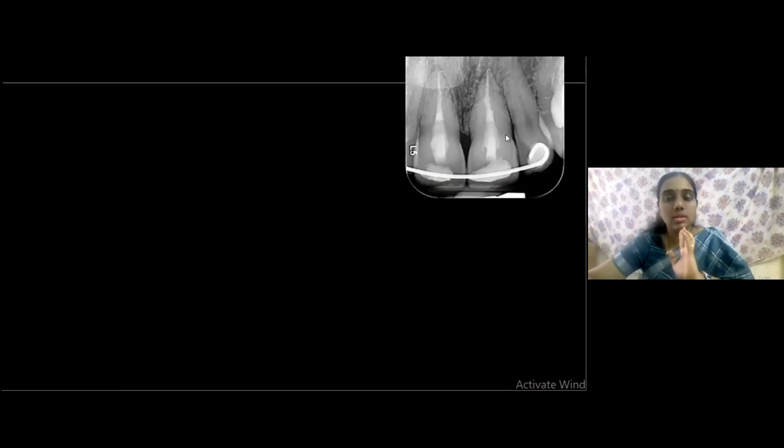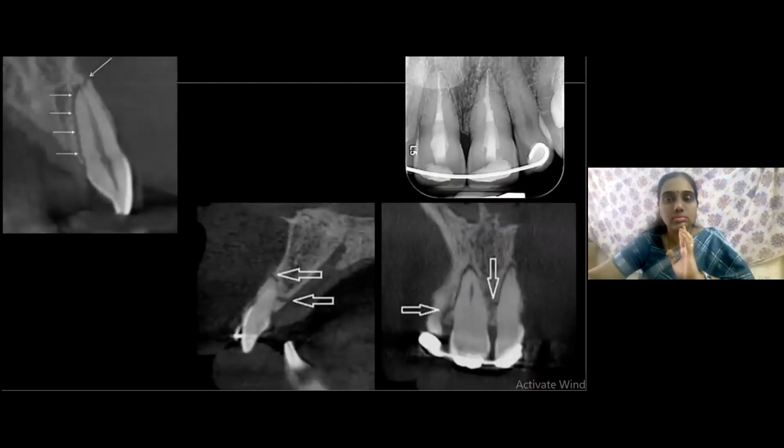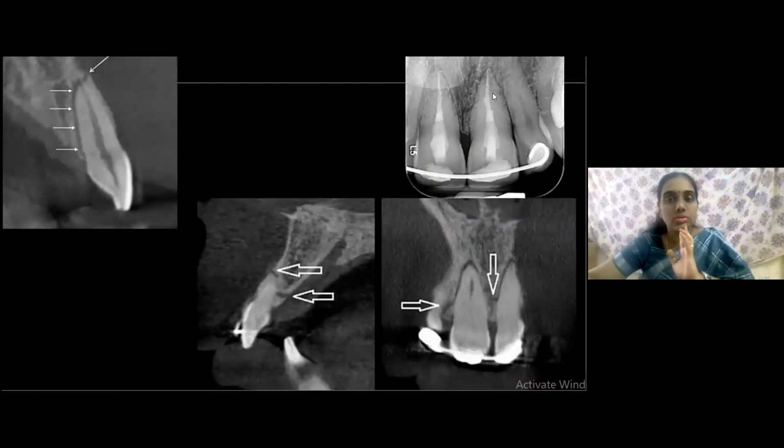So this is a case of fracture, where this is an intraoral periapical radiograph. Yes, I'm able to make out a thin radiolucent line which is passing along the mid-third of the roots of 1-1 and 2-1. But still, when I take a CBCT, you could really see the extent of the fracture line involving each and every tooth.